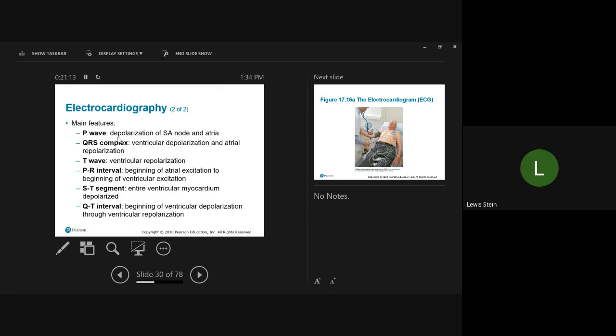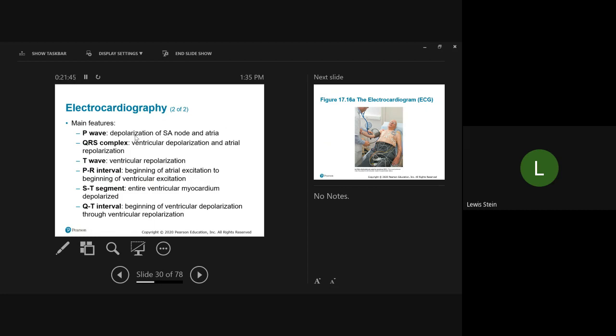So we're going to look at the waves, the P wave, which is the SA node signal all the way through the atria, the QRS, because PQRST is kind of how the lettering went, which is ventricular depolarization. Notice the EKG is electrical activity. We don't use the term contraction or relaxation. We don't use the term systole or diastole. Those are mechanical terms. Electrical terms are depolarization and repolarization.